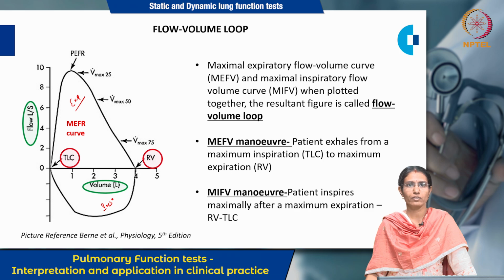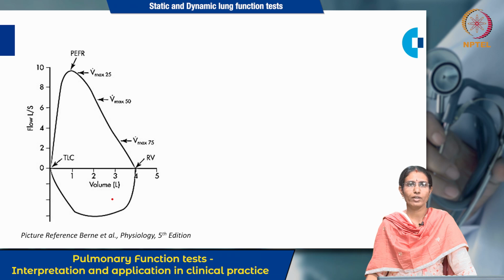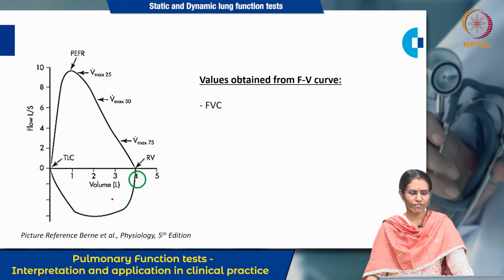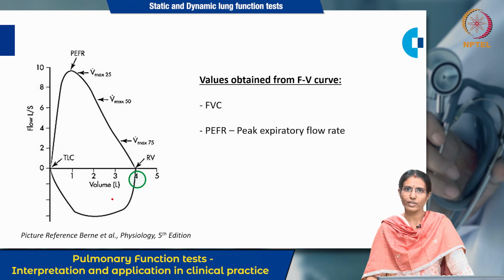What are the parameters which can be interpreted using this flow volume curve? So let's see about the different parameters. The first important one being FVC. What is FVC? We have seen already about FVC, that is the maximum amount of air which can be expired or exhaled during this maneuver. So in this case, this constitutes around 4 liters. So FVC can be obtained, and after FVC, we can also interpret peak expiratory flow rate using this flow volume curve.